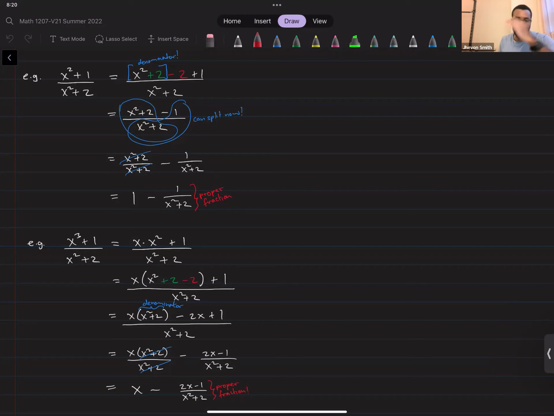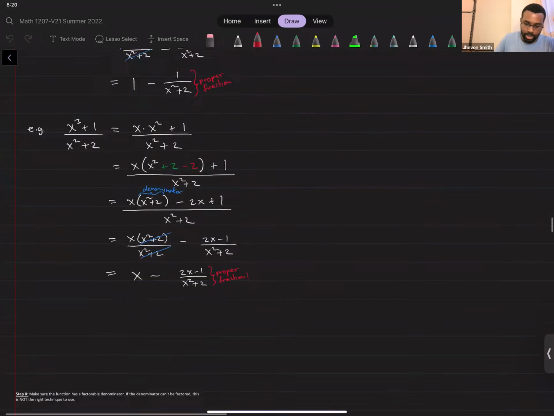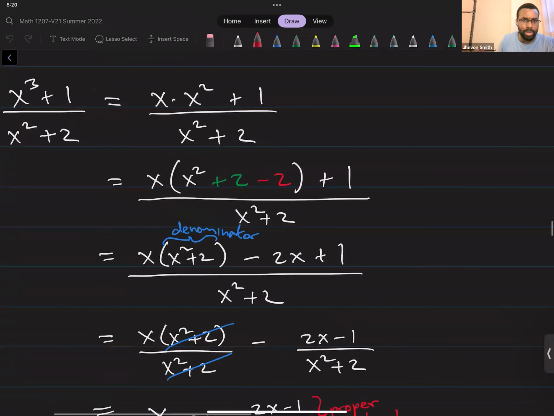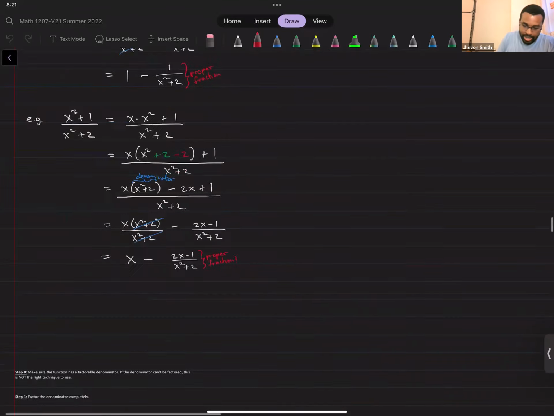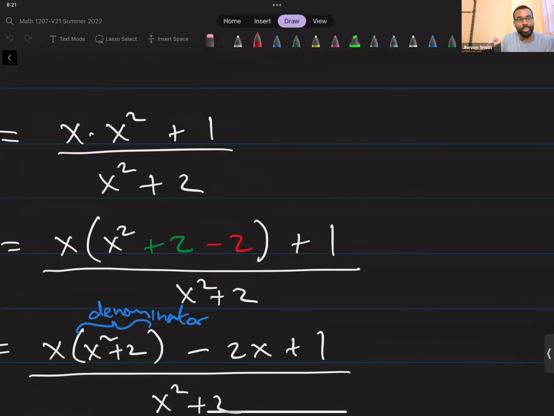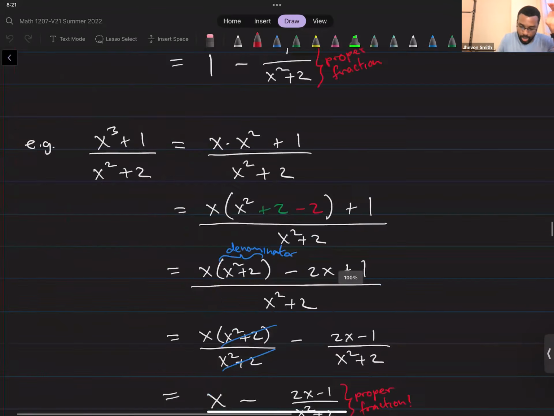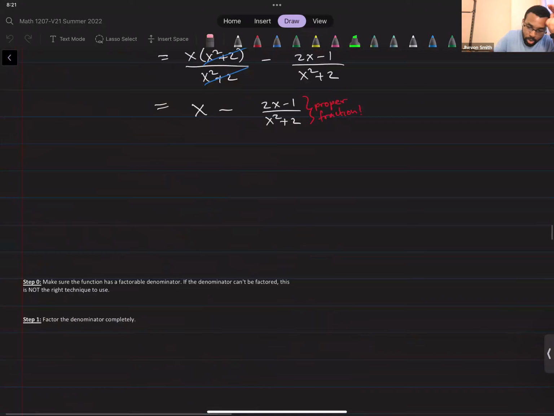Another way, if you don't see this, because it takes a little bit of insight, especially in a problem like x cubed plus 1 over x squared plus 2, you might not see that the trick would be to first factor off an x and then within parentheses add 2 to that x squared and subtract 2. The more straightforward way.